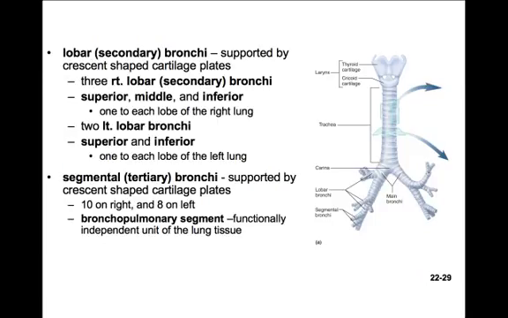This would be a great place to stop and pull together a little diagram. Just diagram a simple stick figure of how the trachea forks into the primary, secondary, and tertiary bronchi, and how many of each are located on each side.